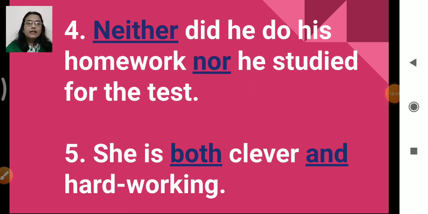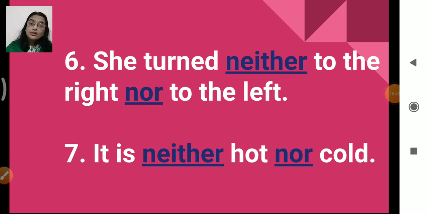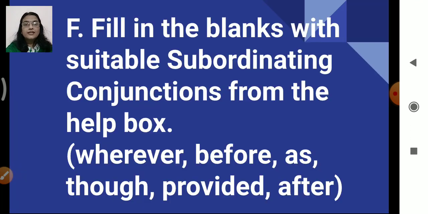Okay, next. She turned neither to the right nor to the left. It is neither hot nor cold. Got it? Yeah. Now another one. Fill in the blanks with suitable subordinating conjunctions from the help box. Now again a help box is given. Conjunctions are given. We have to select from this help box. So what are they? Wherever, before, as, though, provided, after.